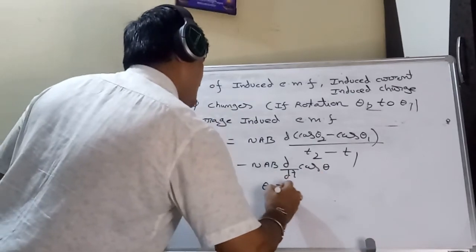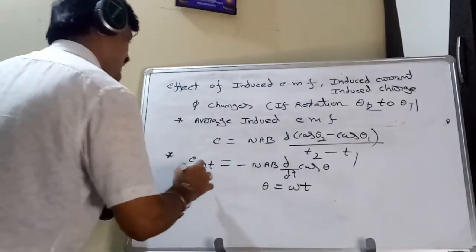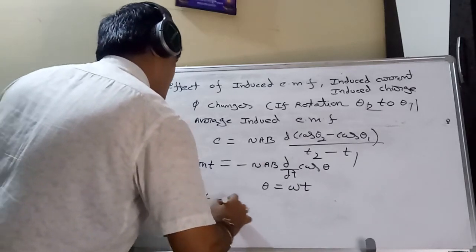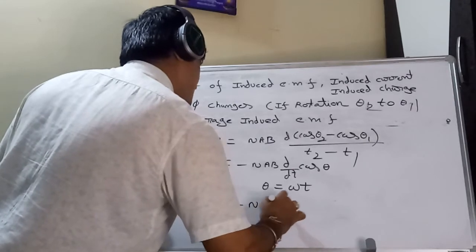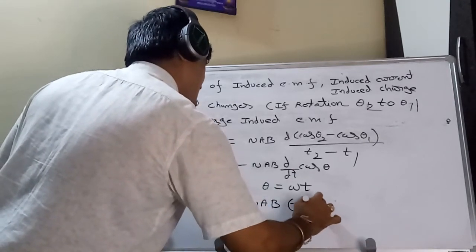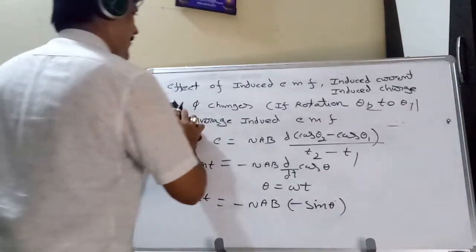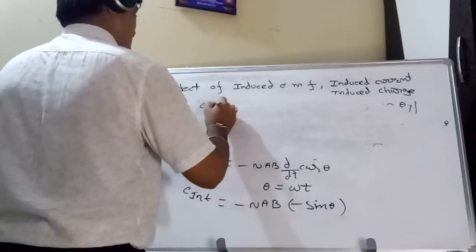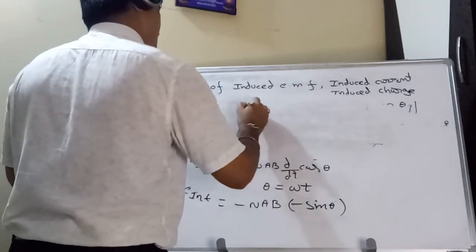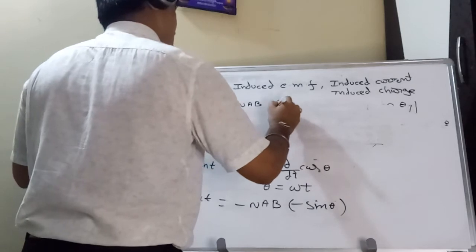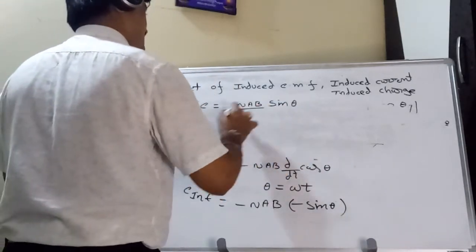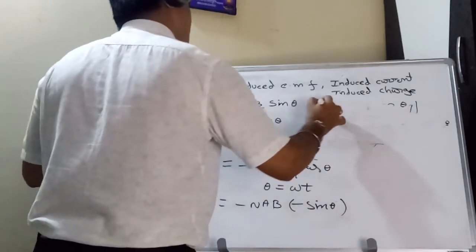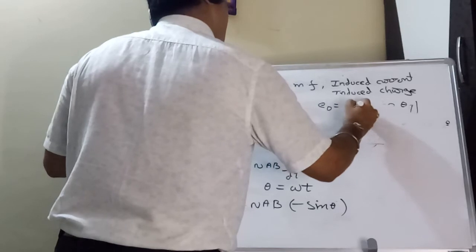So theta is equal to omega t, for rotation. The derivative of cos theta is minus sin theta, so this is equal to NAB sin theta. NAB is equal to E0, so E is equal to E0 sin theta. Here E0 is equal to NAB.